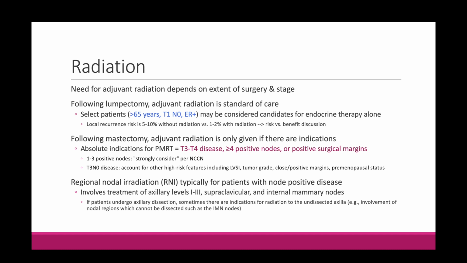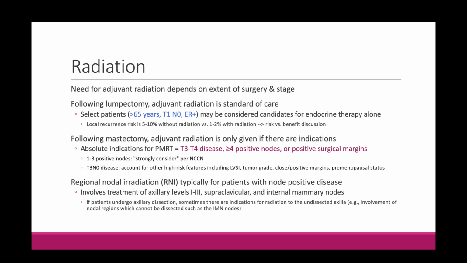And so in that case, you have to make do and maybe give an extra boost of radiation to the area of positive margin in the case of a mastectomy. But after a lumpectomy, we really need that positive margin to be completely eradicated by the surgeon before we proceed with the radiation. So then radiation, okay? Radiation is always given adjuvantly, so after surgery is done.